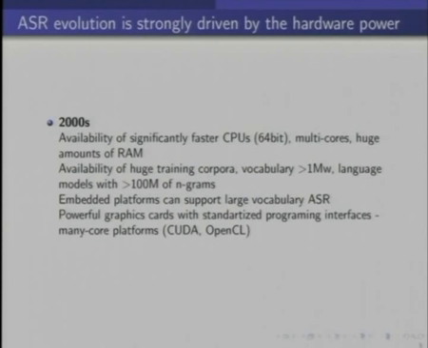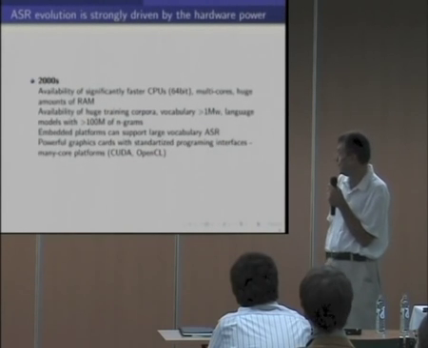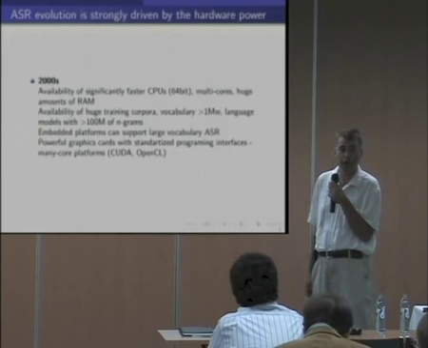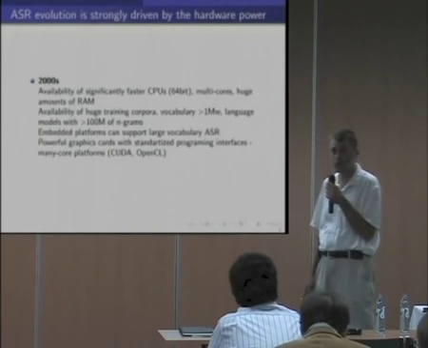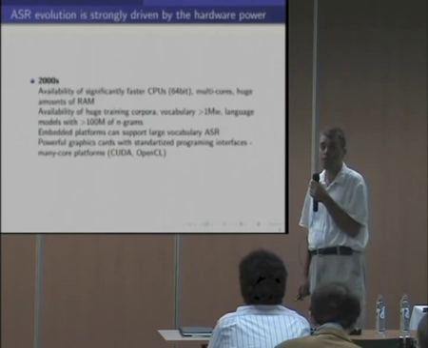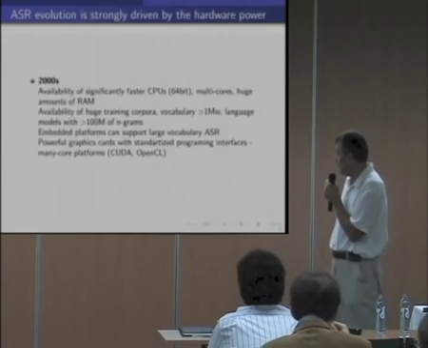You could get text corpora with gigabytes or terabytes of words, so you can train language models. It's hundreds of millions of n-grams. And people started exploring other languages, inflected languages, with much larger vocabularies. Any of that would be impossible without these huge advancements in hardware power.